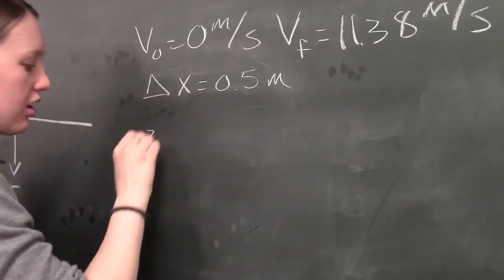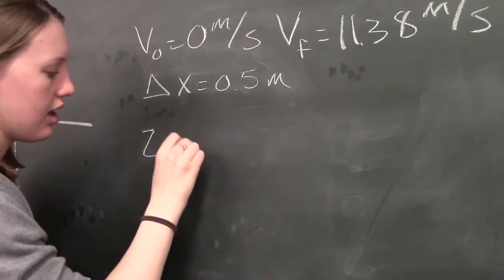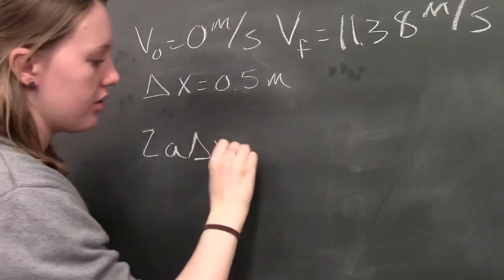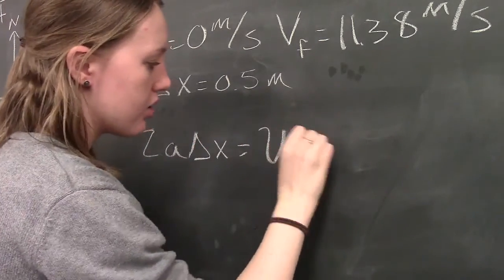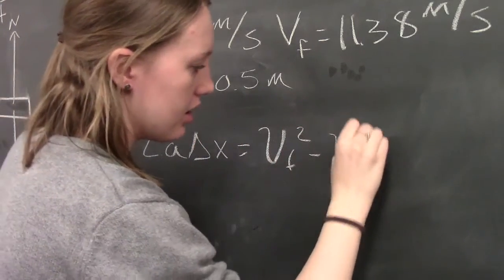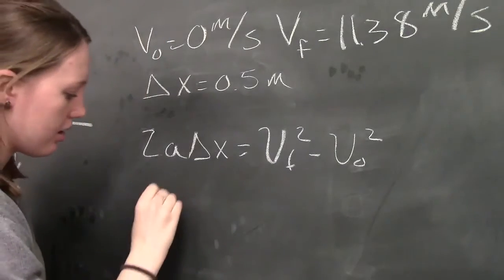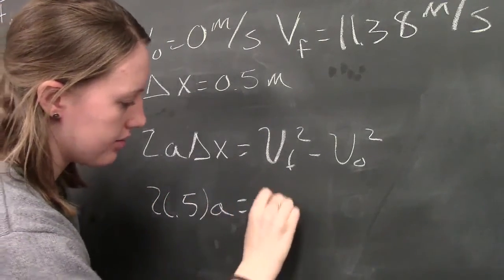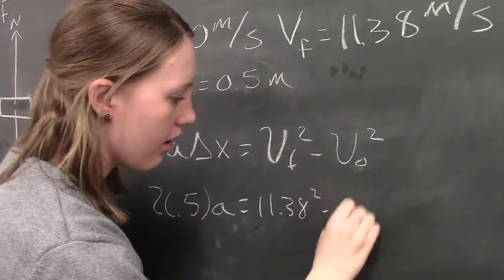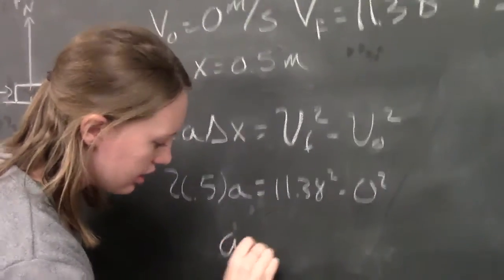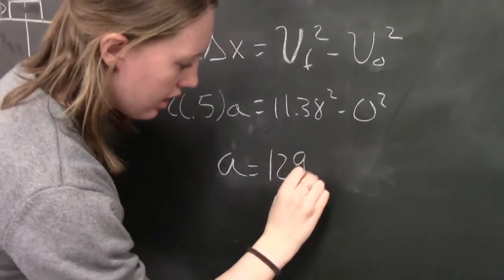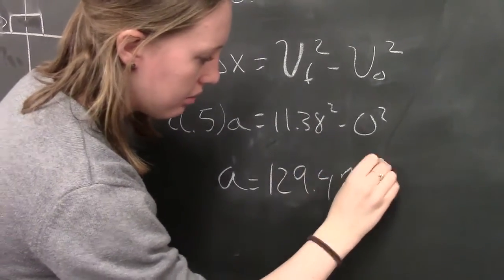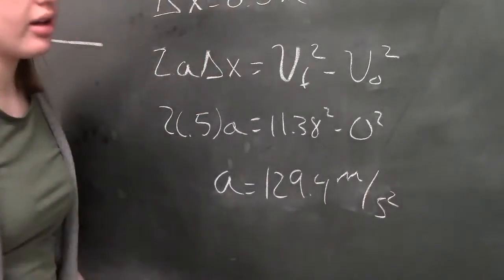And using our kinematic equation, 2a, change in x, is equal to the final velocity squared minus the initial velocity squared. After plugging in the numbers, we get that acceleration is equal to 129.4 meters per second squared.